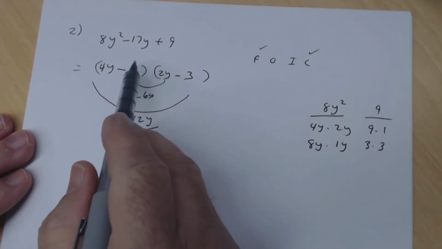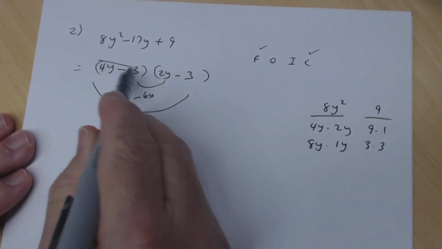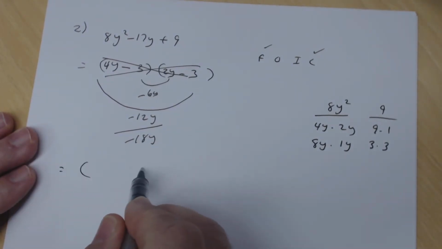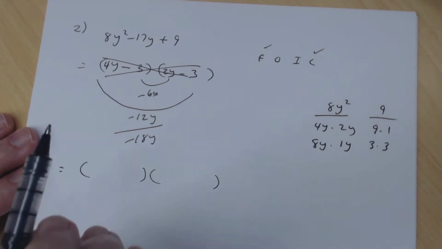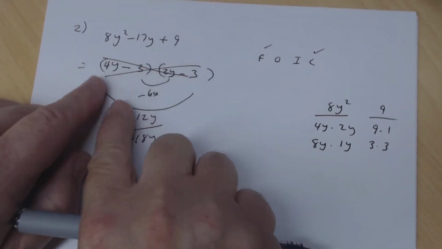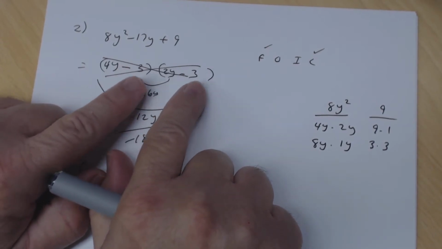But that's not what I wanted. I wanted a negative 17y, so that didn't work. So I try something else. So you may say, all right, can we switch the 4y and the 2y? Sure you can. Let's see what happens.